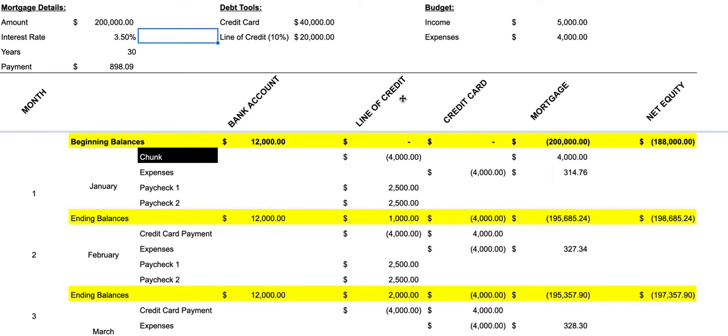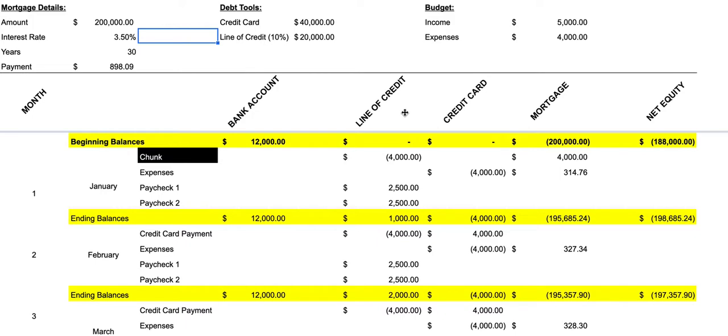This right here is the line of credit. These are the numbers and transactions happening with the line of credit. This is the credit card column, with the numbers and transactions with the credit card. This is the mortgage column, same thing. And this is your net equity, right? So right here you start out with your mortgage at $200,000, that's a negative balance, and your bank account is $12,000. It gives you a net equity of negative $188,000. So we're going to work that down.